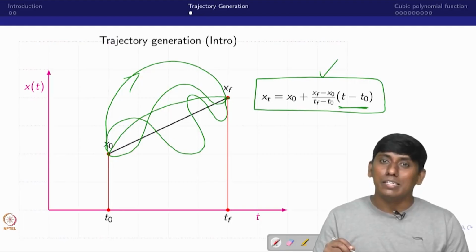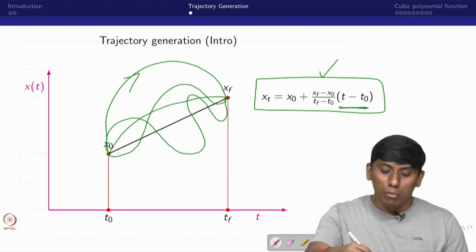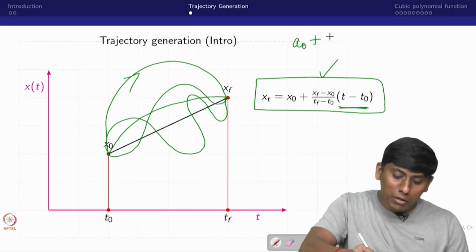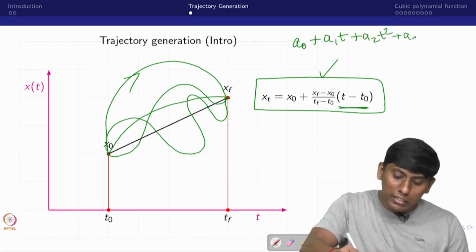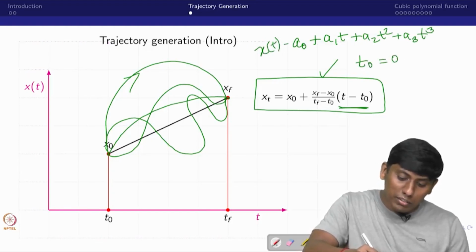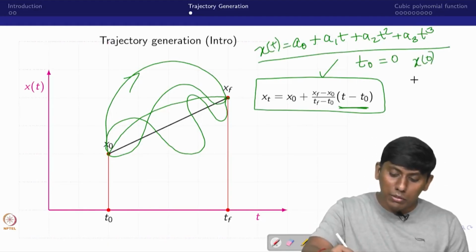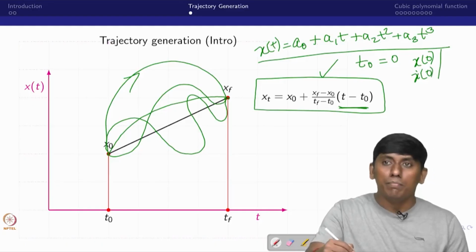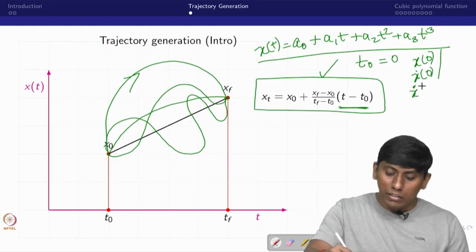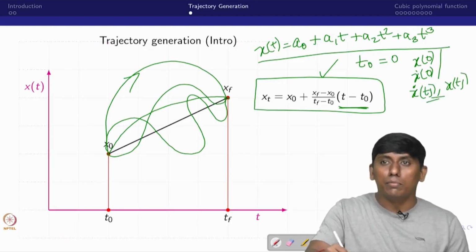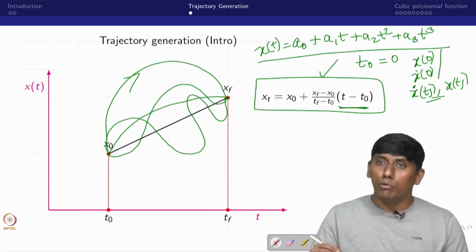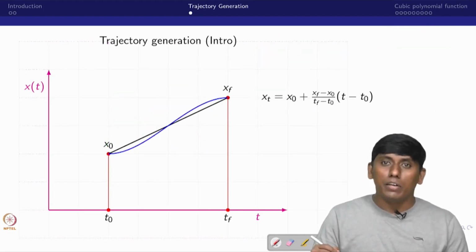So we'll go with a cubic polynomial, where the equation I can write is a naught plus a1 t plus a2 t squared plus a3 t cube, where t naught I assume as 0. In the sense, what you can see, there are 4 unknowns. With these 4 unknowns, I can equate x of 0, x dot of 0, and similarly x dot of tf and x of tf I can substitute. You can see, 4 boundary conditions and 4 unknowns I can get. That is what we are trying to see.